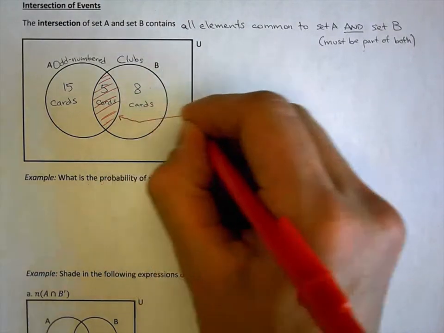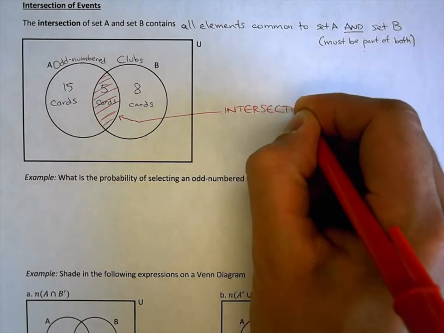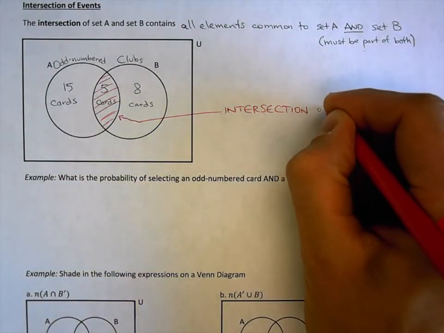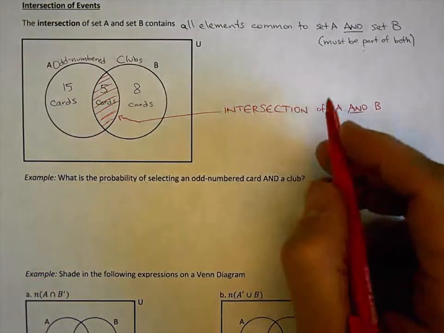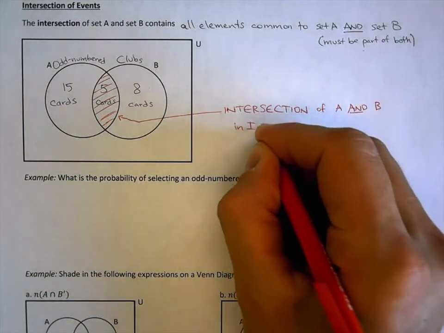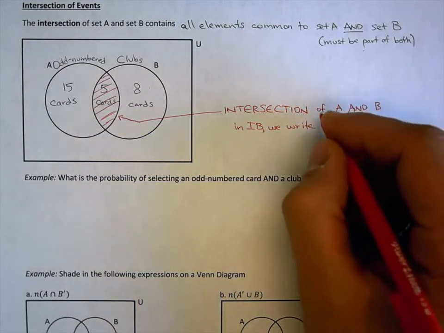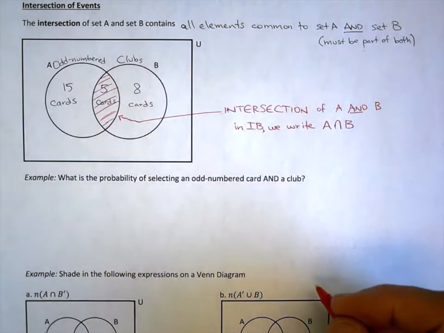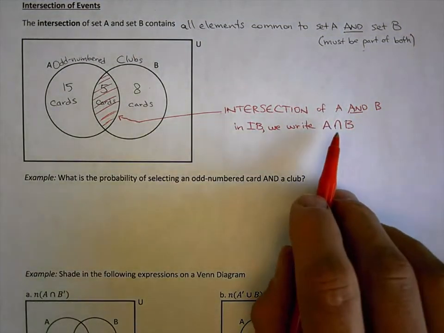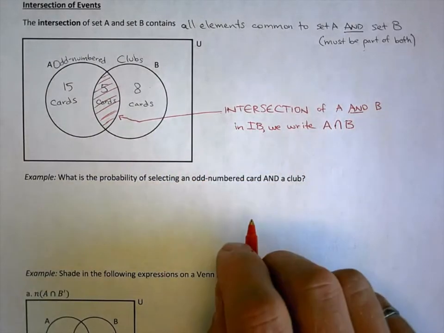This is the intersection of A and B. Again, that's how you would write it in a regular grade 12 class, but in IB we use notation. We write A intersect B. So there, that's the upside down U, which means where A and B intersect, or where they overlap.